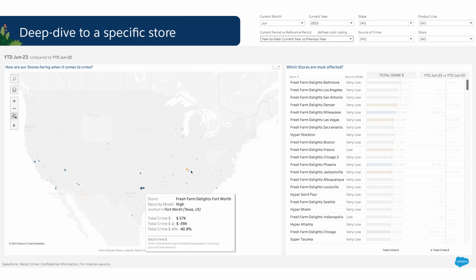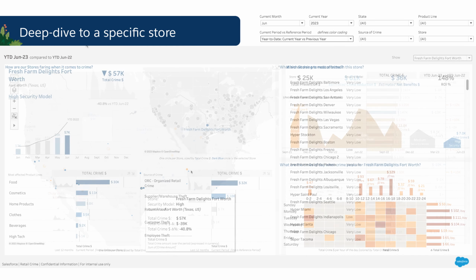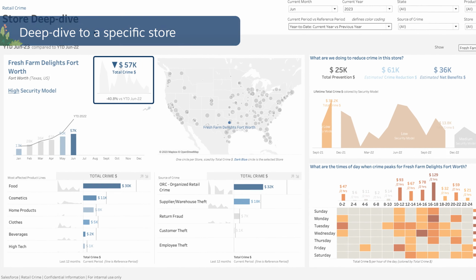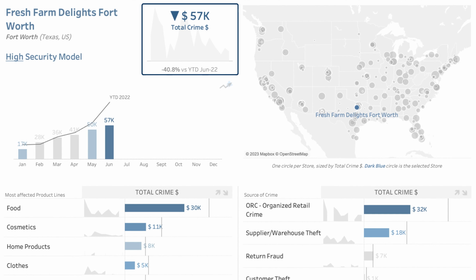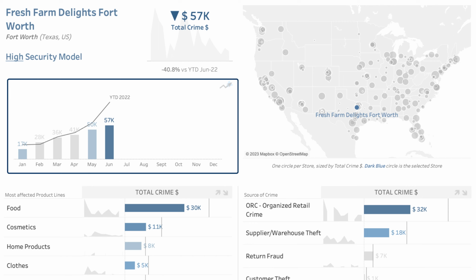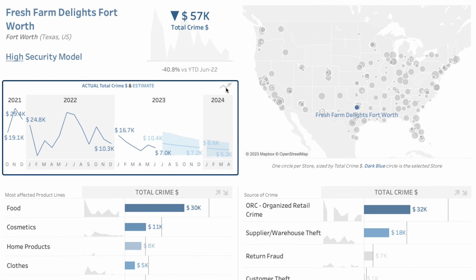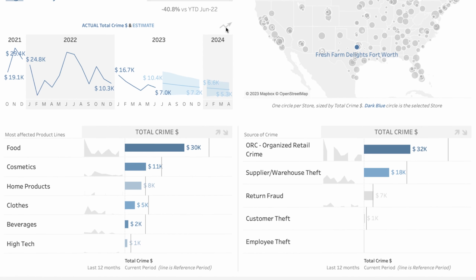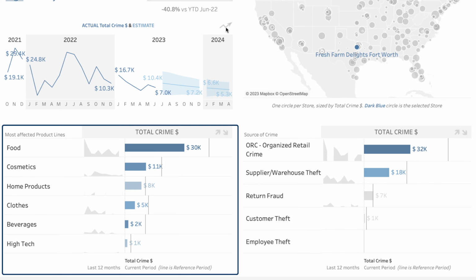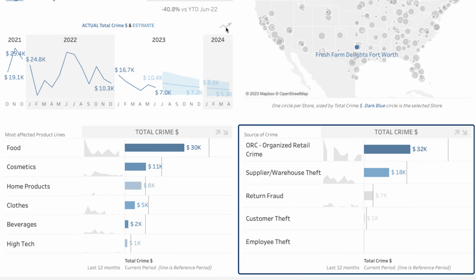Let's now deep dive to a specific store. At the top left, how is this store affected by the crime? How has the situation changed over time? What are the forecasts for the future if we do nothing? Below, which products are most affected and what are the main sources of crime faced by this store?